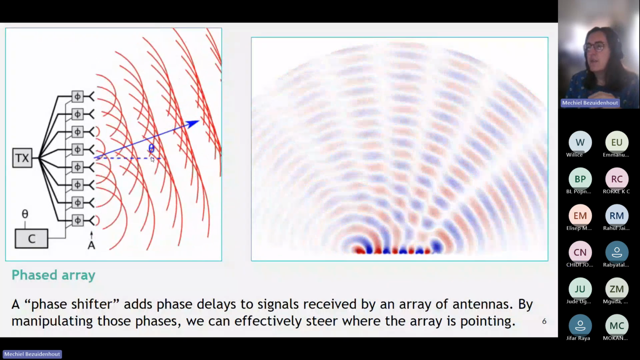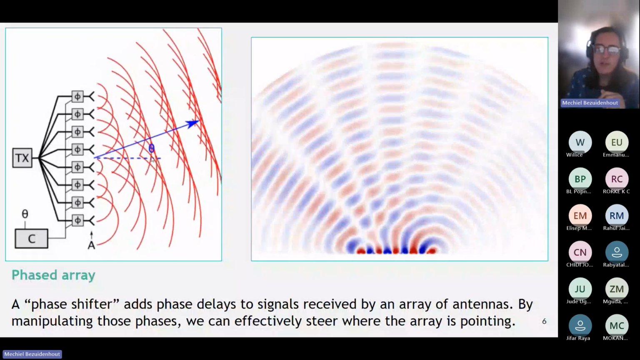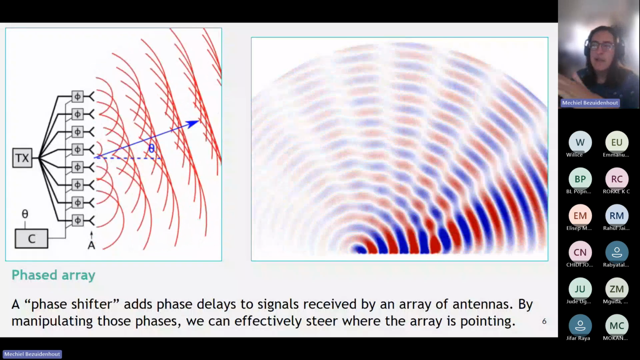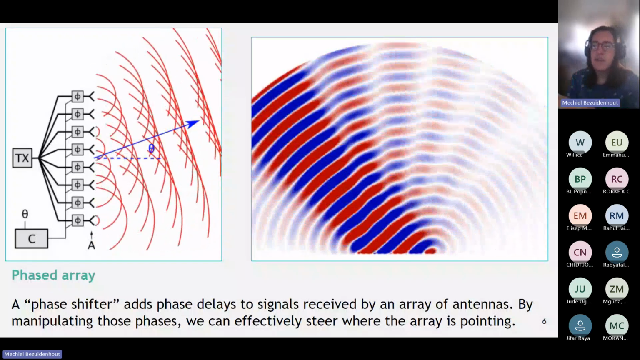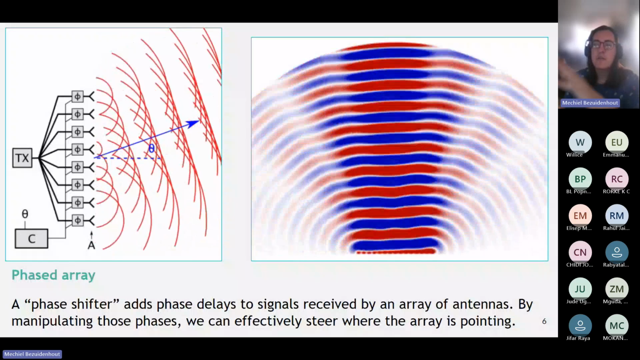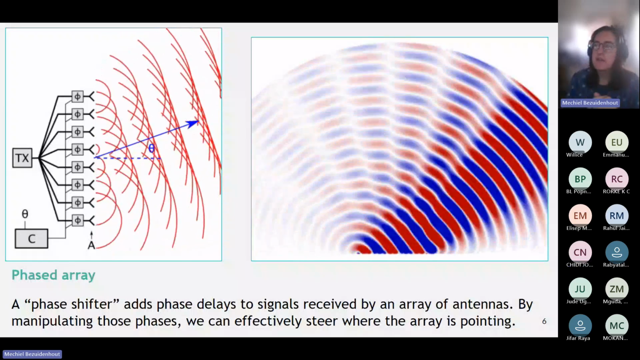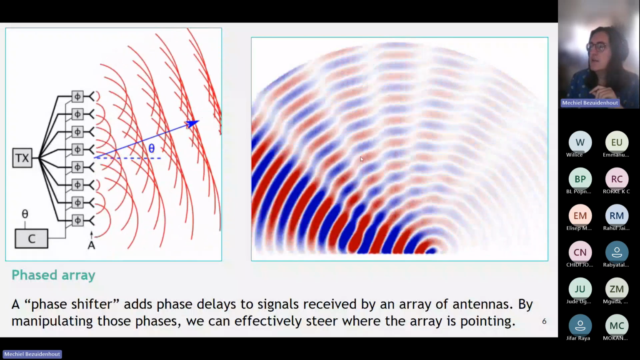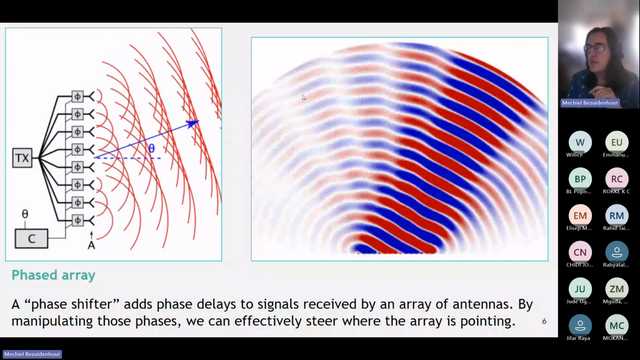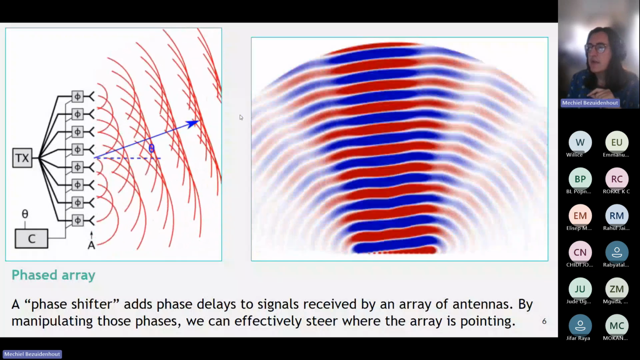And so the phase shifter, by changing those phases, can point the direction of this antenna without actually having to move any of the antenna elements. So you get an effect like the animation on the right is showing there.